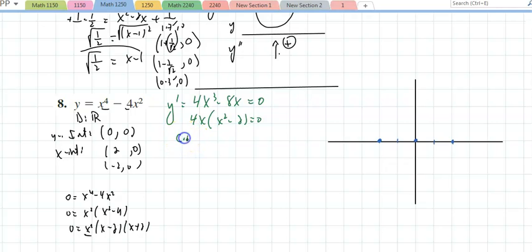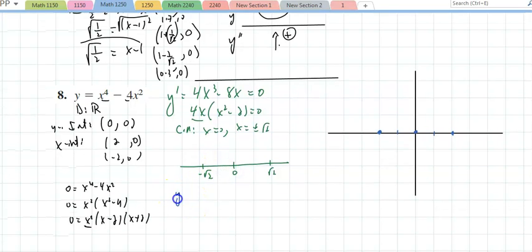So critical numbers would be where the derivative equals 0. That's when x equals 0 and x equals plus or minus radical 2. So 3 points to test. There's 0, there's radical 2, and there's negative radical 2. Here's where you would benefit more. I'm going to skip this and show you really quick and come back and do it. Here is where you would benefit more by taking a second derivative and figuring out inflection points.